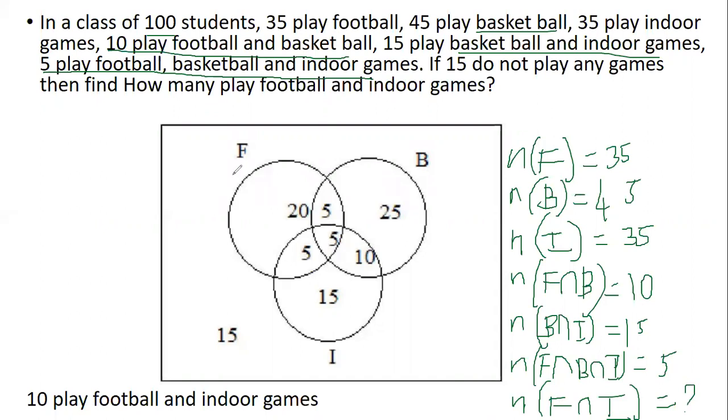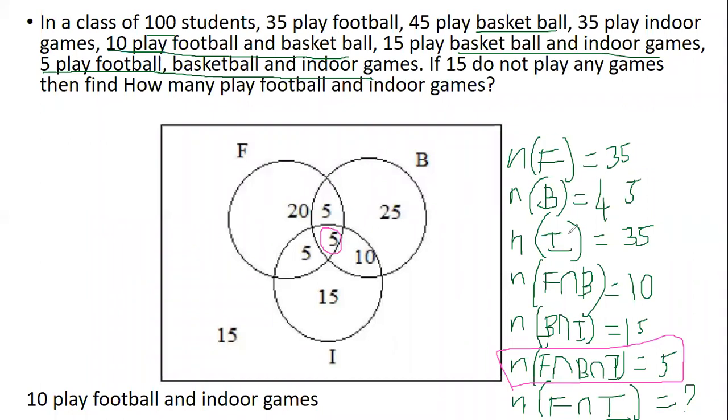Now here is the Venn diagram which is given to us. Let us see quickly. How many of them are playing all the 3 games? 5 of them. So that 5 will be written in the center here because it is part of all the 3 games.